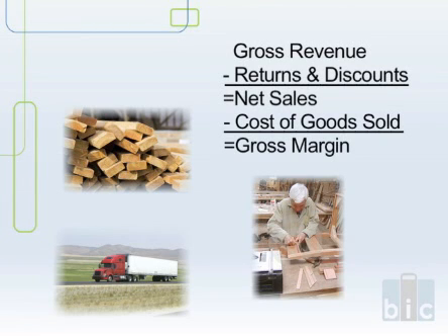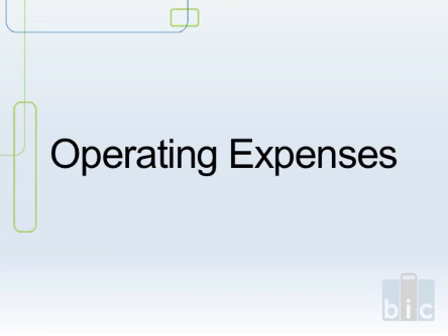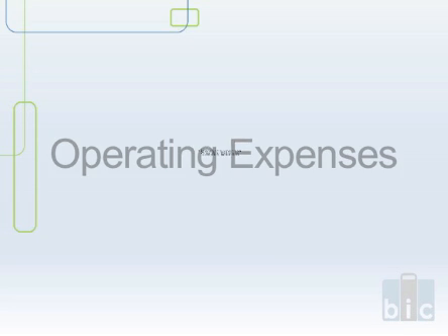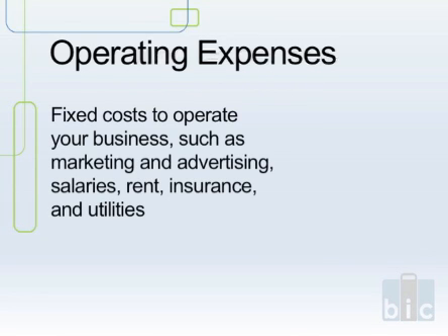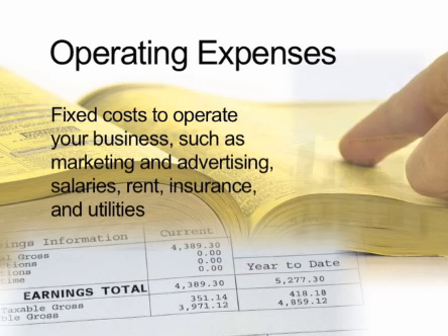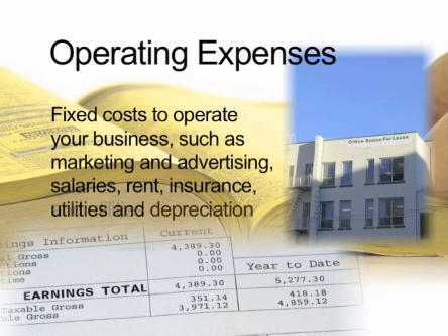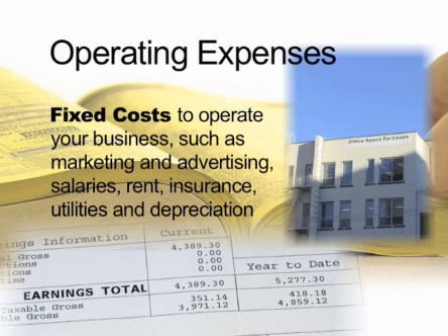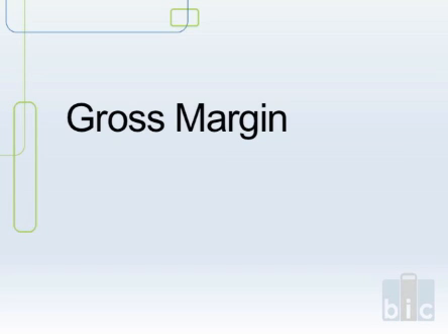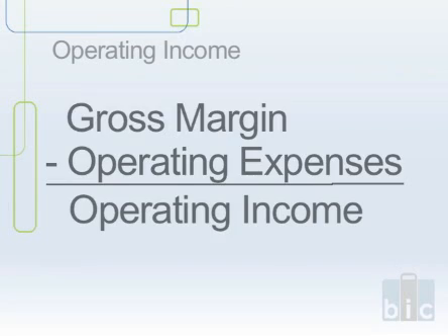From the gross margin, you deduct operating expenses, which are different from cost of goods sold. Operating expenses cannot be linked directly to the production of your product or service. Instead, think of operating expenses as the cost to operate your business. This can include marketing and advertising, salaries, rent, insurance, and utilities. Depreciation is an annual expense that spreads the cost of equipment like copiers, printers, and computers over a span of time. Operating expenses are known as fixed costs because you incur the expense whether or not you sell your product or service. Gross margin minus operating expenses equals operating income.